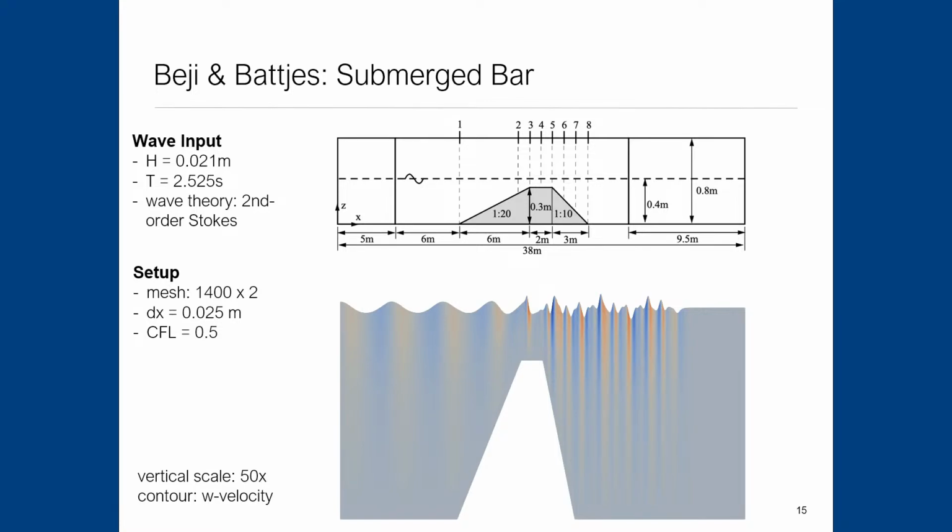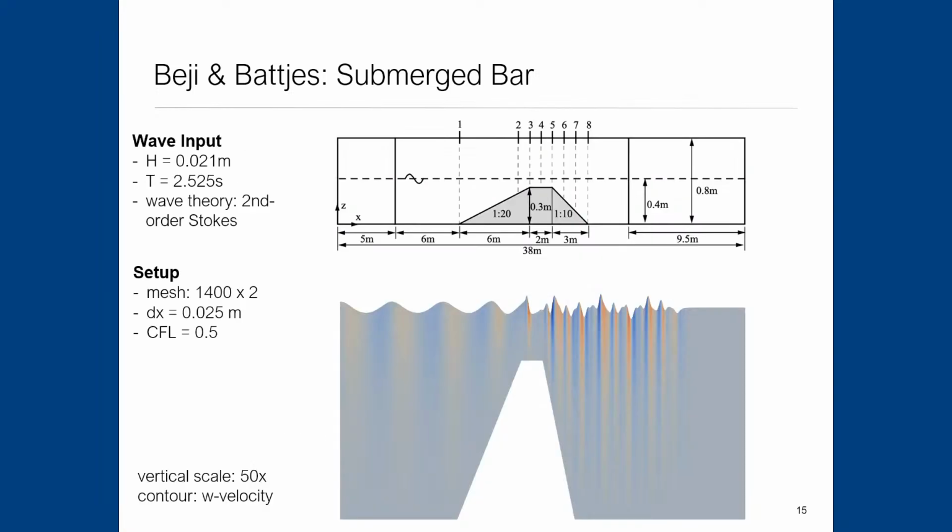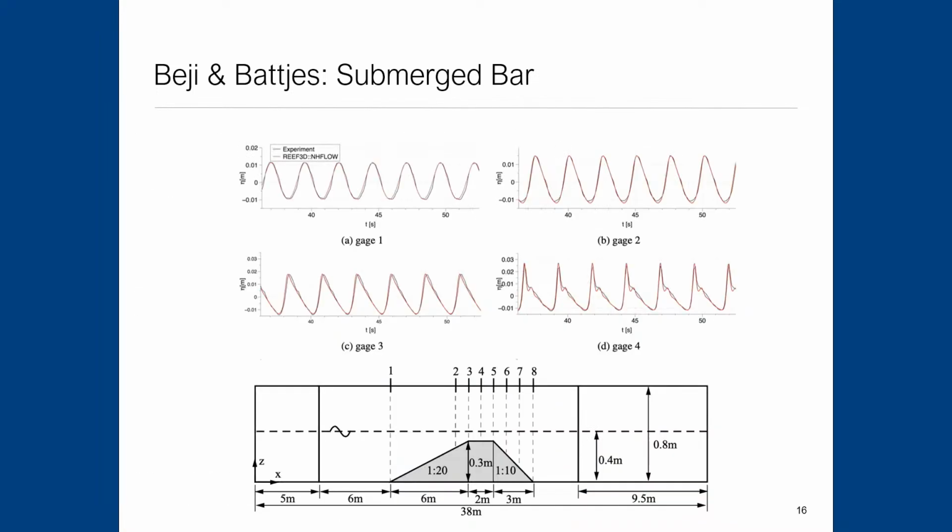We use 1,400 cells in the horizontal direction for the 35 meters of this domain, and we use 2 vertical layers to calculate good pressure dispersion there. Then we can compare our numerical model results with the measurements. We have 8 different gauges in this test case. Gauge 1 would be the undisturbed wave. I think it's a second order Stokes wave. I'm saying linear, but it's a second order Stokes wave.